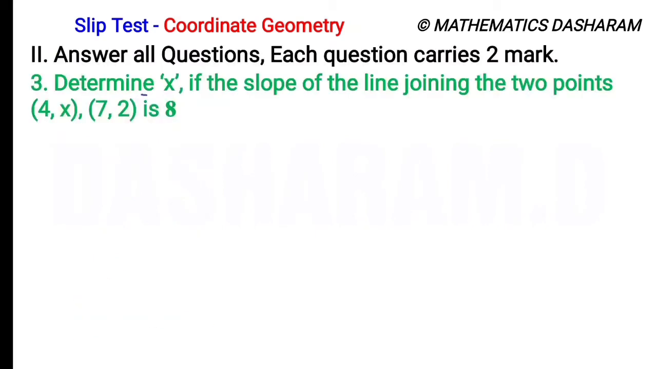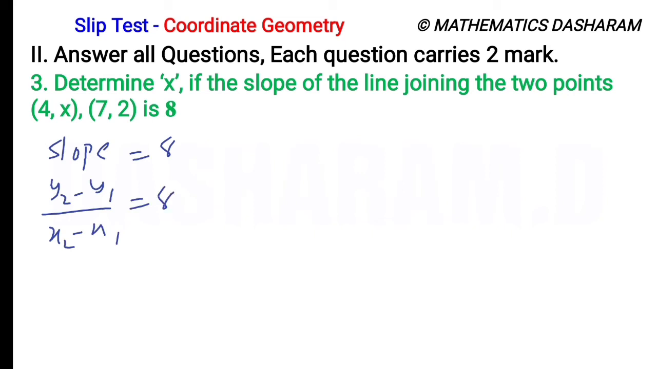Third problem: determine x if the slope of the line joining the two points is 8. So he gave the slope value, which is 8. The slope formula is (y2 - y1) divided by (x2 - x1), so it equals 8. Let's substitute the coordinates here: (x1, y1) and (x2, y2). So y2 means 2 and y1 means x, x2 means 7 and x1 means 4. It equals 8.